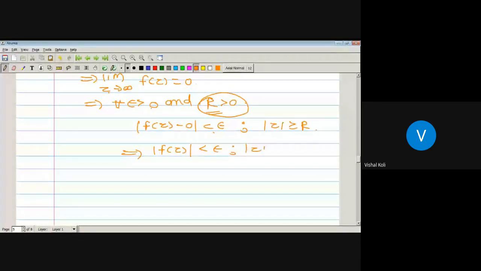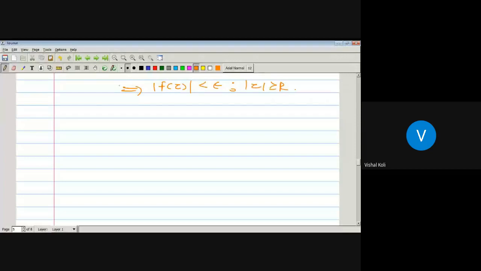But f of Z is an entire function, which means it is analytic in the whole complex plane. Then we can choose a closed disk centered at 0 with radius r, which must be a subset of our complex number system, since the function is analytic in the whole complex plane. As f is analytic on C, it must be analytic on this closed disk also. As it is analytic, it must be continuous.